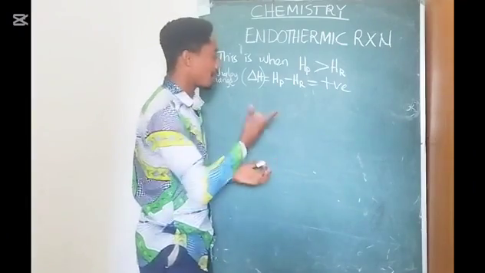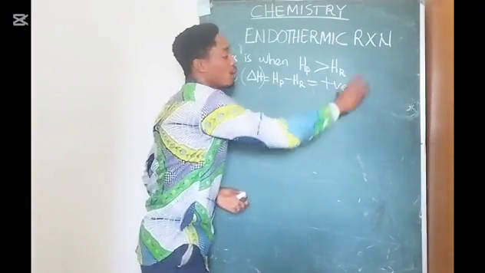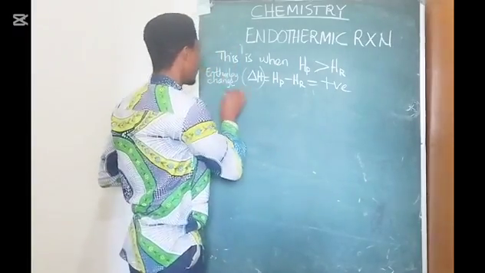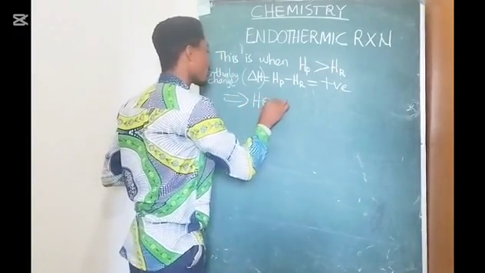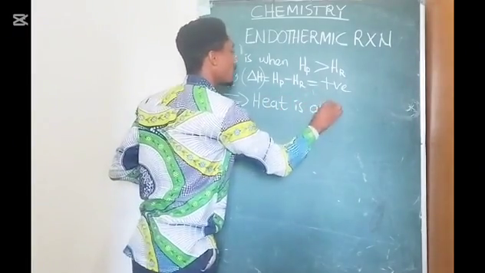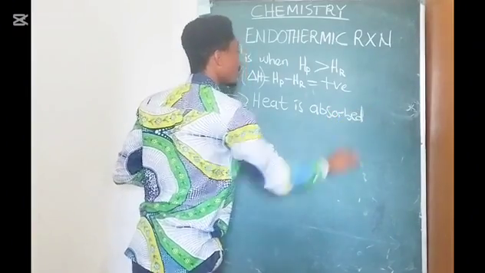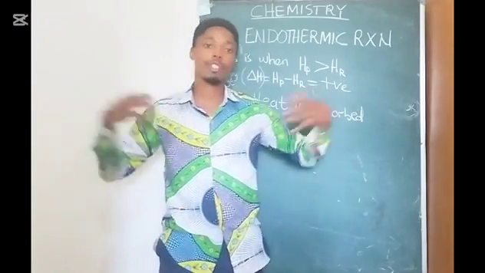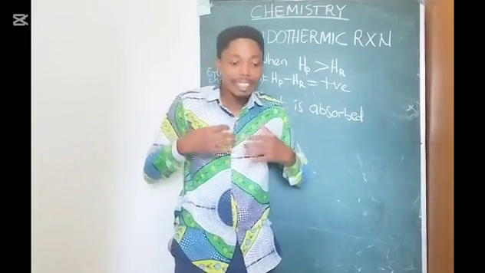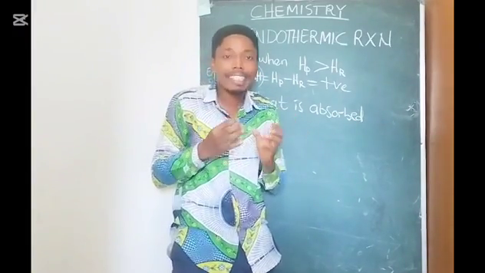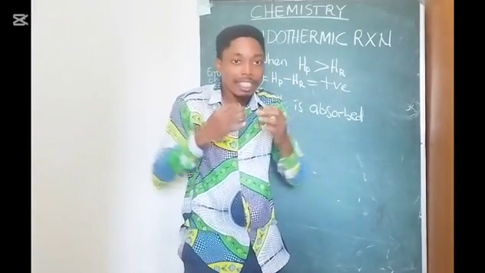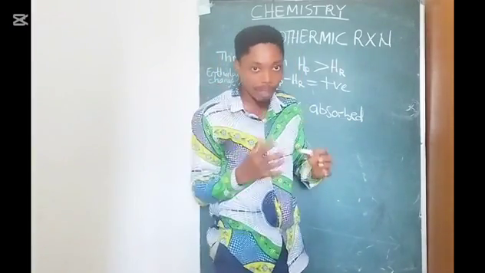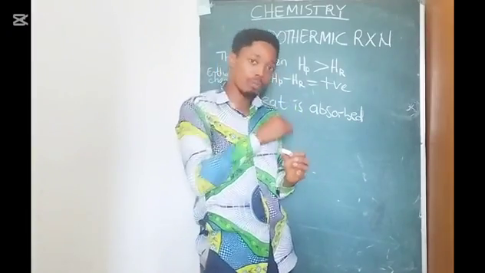Because of that, the overall result is going to be positive. What's the implication of this? The implication is that in an endothermic reaction, heat is absorbed. Absorbed from where? Heat is absorbed from the surroundings. The surrounding atmosphere that contains heat, that heat is taken out from the surrounding into the reaction.